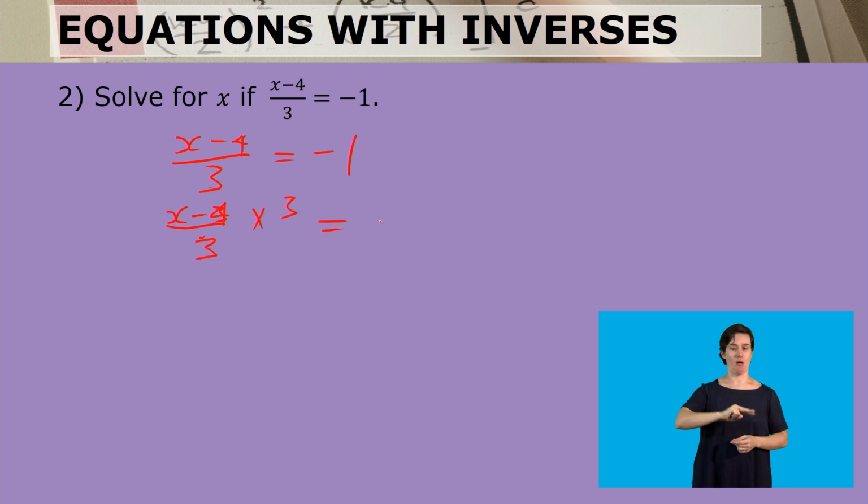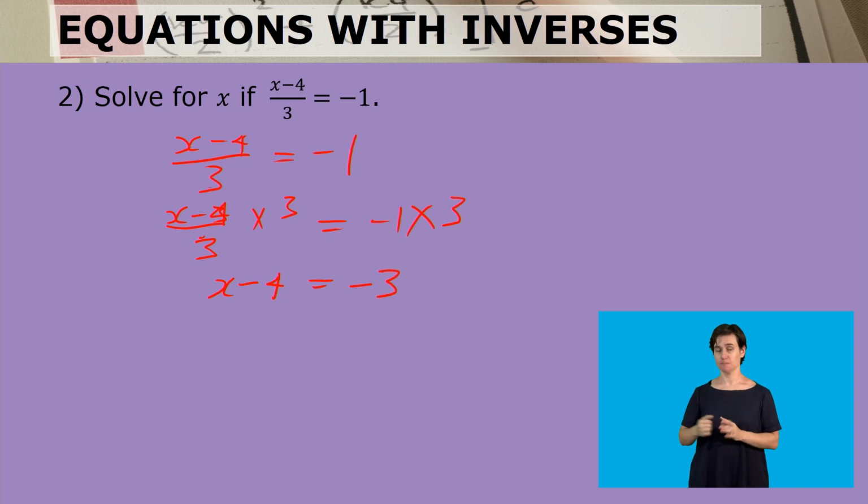And what we do on the left, we also do on the right. We multiply by 3. And then what we will have on the left-hand side, as 3 eliminates 3, is x minus 4. And then on the right, we're going to have negative 1 multiplied by 3, which is negative 3.